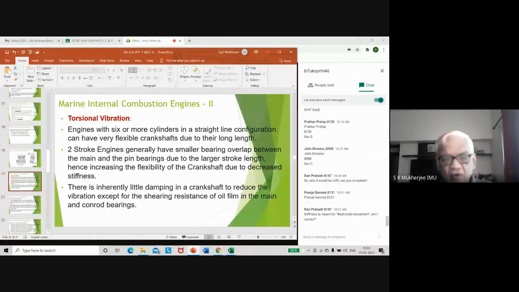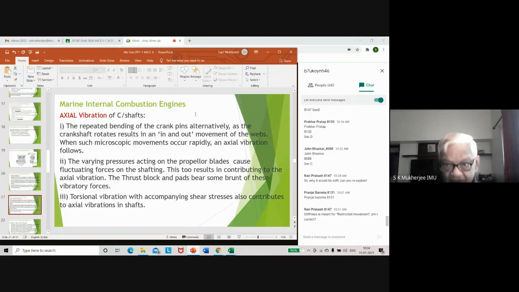It is marginal. Why? Because the oil gets sheared as a film between the shaft and the bearing. So the shearing force which is involved during the vibration is a damping effect on the vibration itself. Okay. It is marginal, but this is not really enough. We need to have much better, much more increased damping to any torsional vibration. Okay. Let's move on. Axial vibration. We will come back to torsional vibration again, but I hope you have understood what is torsional vibration.